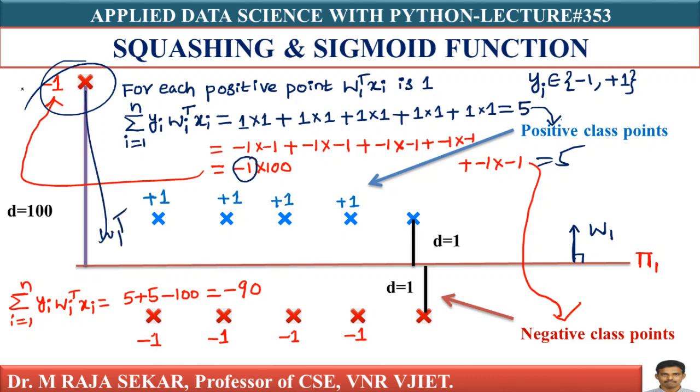What is W1 transpose? Let me say this is x11. What is W1 transpose x11? That is basically the distance. It is in the direction of the normal. Therefore, W1 transpose x11 is 100. Therefore, -1 into 100 gives -100.